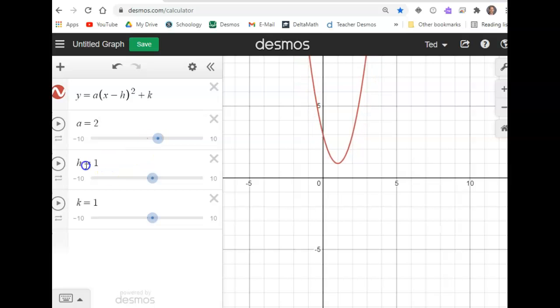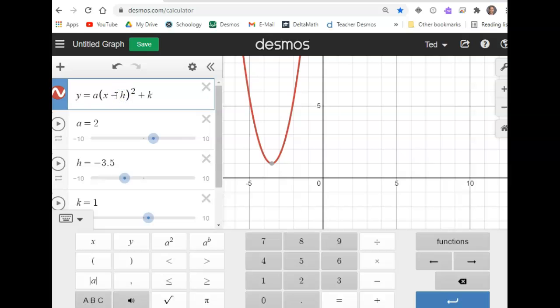So then what if I decide just to play with the h value? What does h do? Well, h moves items left and right, but you have to be very careful with h. Notice how the equation says x minus h? If I plugged in negative 3.5 here, it would say x minus negative 3.5, and a subtraction of a negative actually would say plus when the equation was written out. So that's the one thing I'll warn you about today: your h value is opposite when it's written in the equation than the way it appears here.